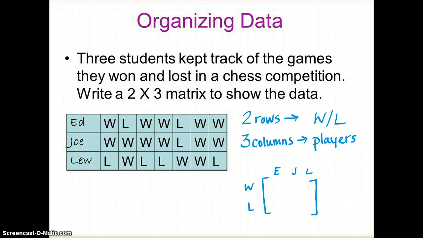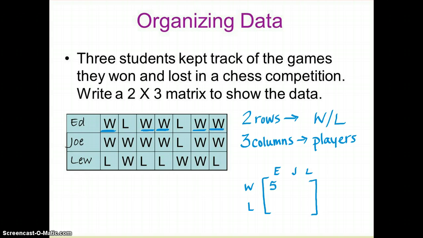I'm going to put those labels there just enough so that I can set up my matrix with my numbers. If I'm looking at this first element in my matrix, it looks like it's going to be in the first row and the first column. The first row represents the wins, and the first column represents Ed. So I will come over to my chart and find how many wins Ed has. And Ed has 1, 2, 3, 4, 5 wins. Okay, so if Ed has 5 wins, I'm going to put a 5 in the first element for Ed's wins.